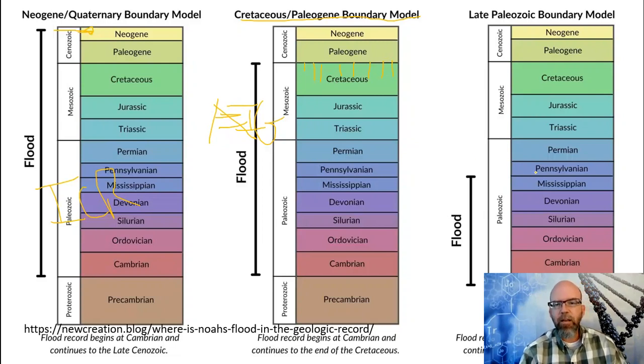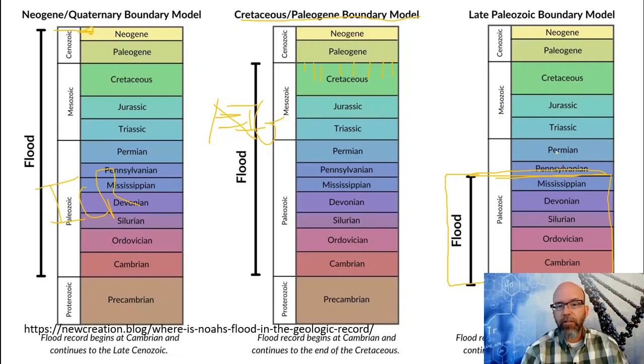Then there have been other creationists, the so-called European creationists sometimes, that have taken this late Paleozoic boundary model, in which they go back all the way back into the Pennsylvanian, Mississippian boundary, and they say that the flood only deposited the rocks and fossils that are found in this region. Notably, these are basically oceanic, aquatic fossils, and no large land vertebrates.